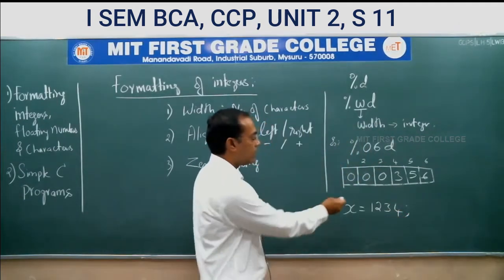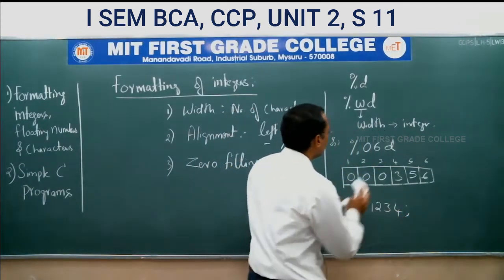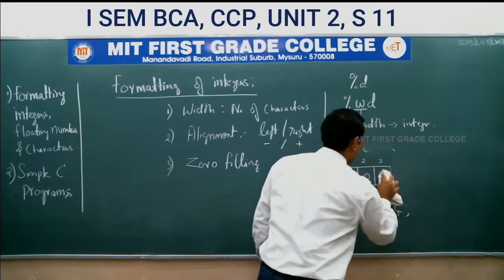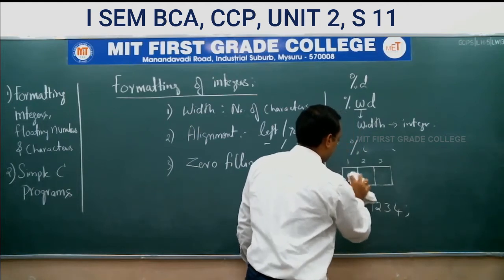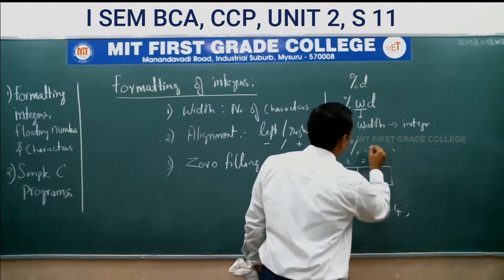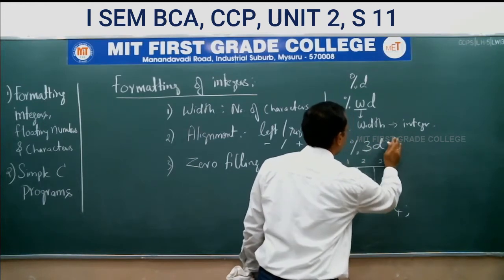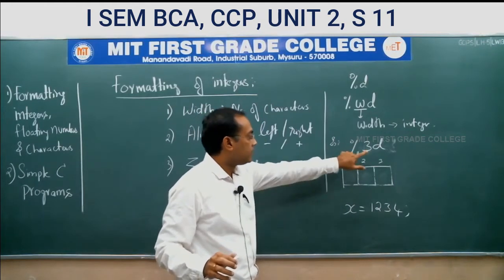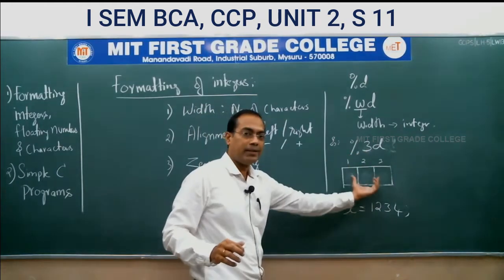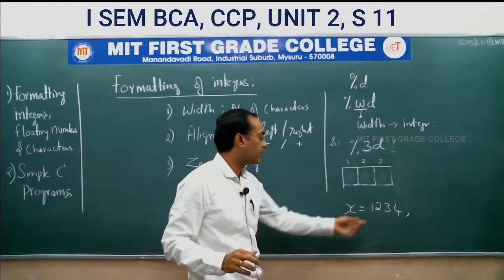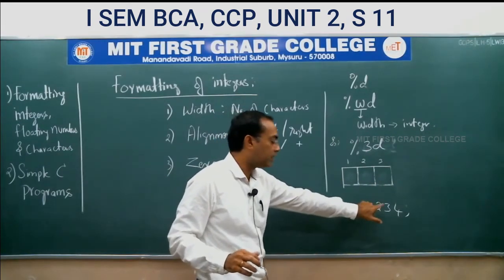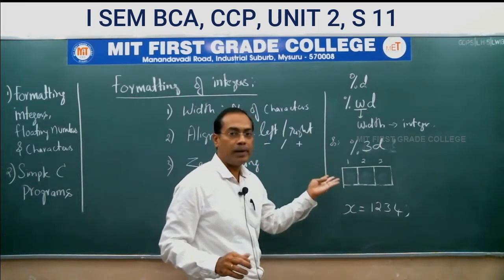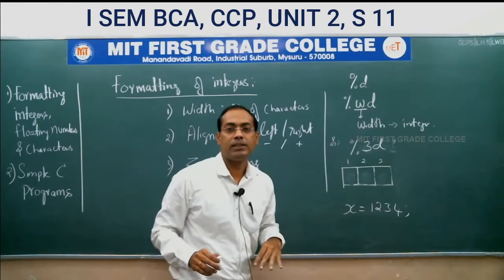Now I have taken x values as 1, 2, 3, 4 and I will consider %3d. So %3d means 3 characters width. The total length width is 3 characters. But how many digits are there over here? It is a 4-digit number. So in this case it can accommodate 3 digits, or 4 digits.